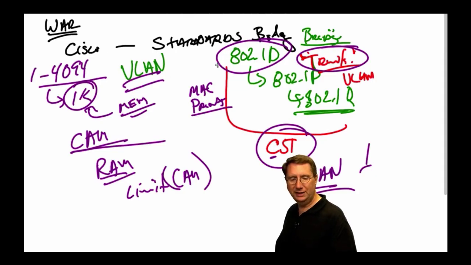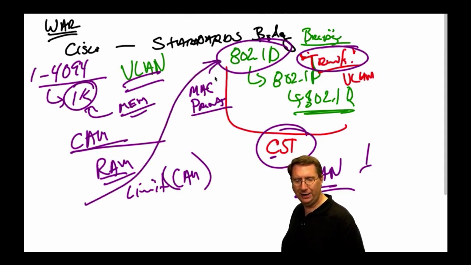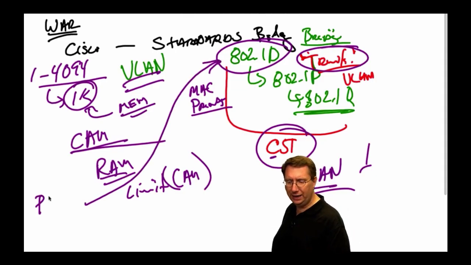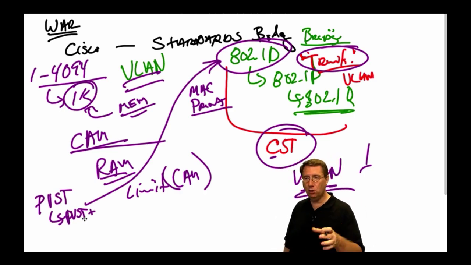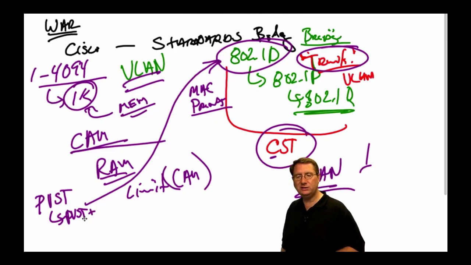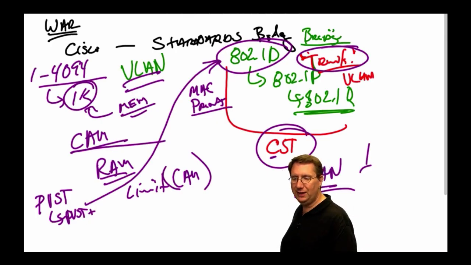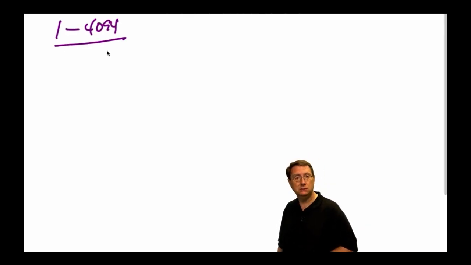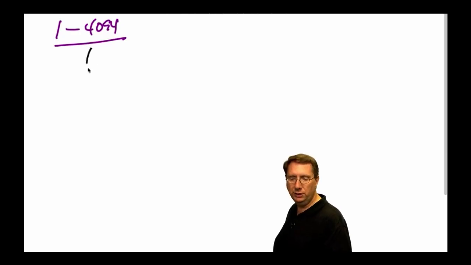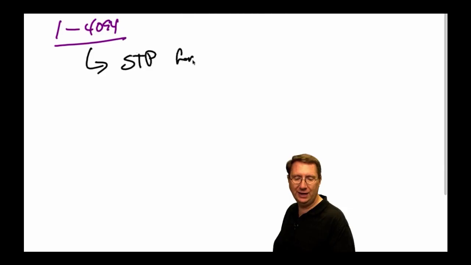But common means there's one instance of spanning tree and that's it. In Cisco's deployment, they said, well, we really like this idea, 802.1d, but what they did is they created PVST and then later migrated it to PVST+. PVST stands for per VLAN spanning tree. Now, what Cisco did was they said, well, here's the deal. We support 1 to 4,094 VLANs. And what we're going to do is have a spanning tree instance for each VLAN.